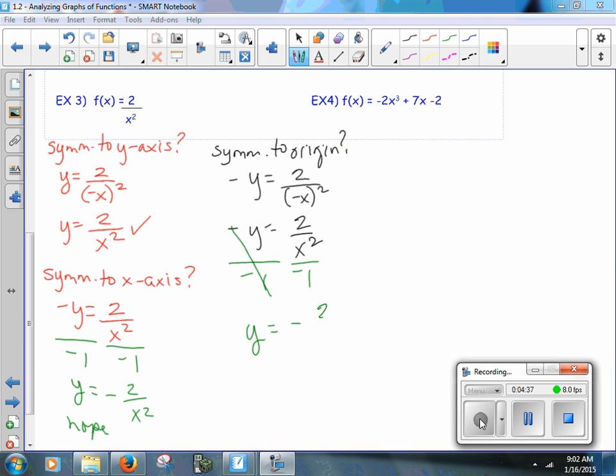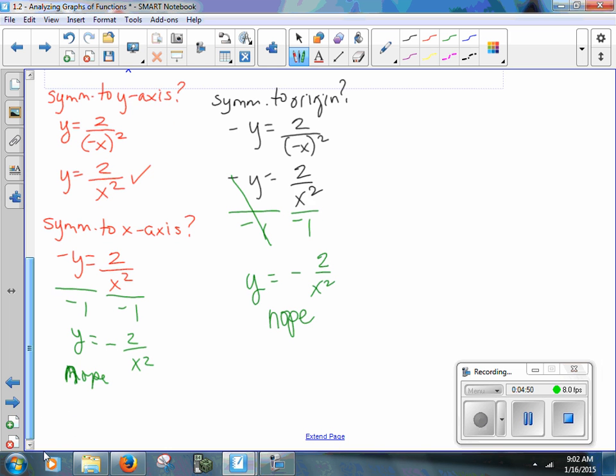Is it going to work out? No. So, symmetric to the origin? No. That should be an N. It is symmetric to the y-axis. Move that up. Which means if it is symmetric to the y-axis, what kind of function? Even.